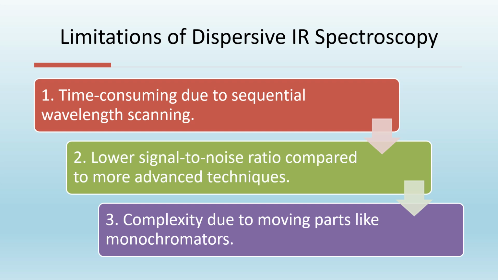Lastly, the technique involves moving parts like monochromators, which can introduce mechanical complexity and may require frequent maintenance to ensure accuracy. Understanding these limitations helps us decide when dispersive IR is the right tool for the job and when we might need to consider alternatives.